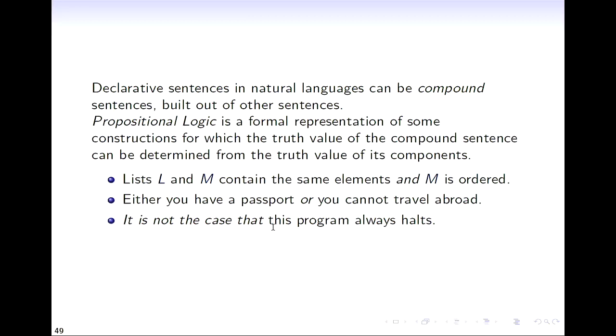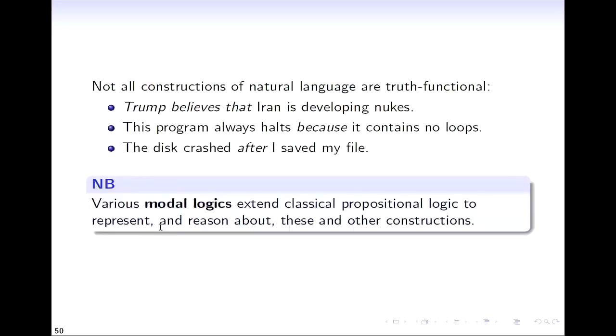And we can say, "it is not the case that this program always halts." This adds the so-called negation to a statement. The base sentence says this program always halts, always terminates, and then we extend this by saying it is not the case that this program always terminates. These three ways of combining sentences, and, or, and not, are the most important for the elementary propositional language.